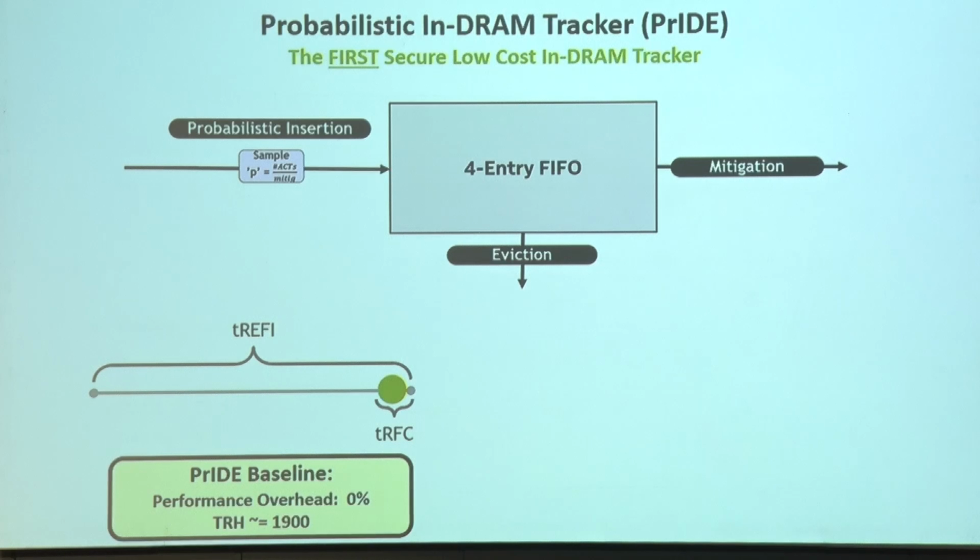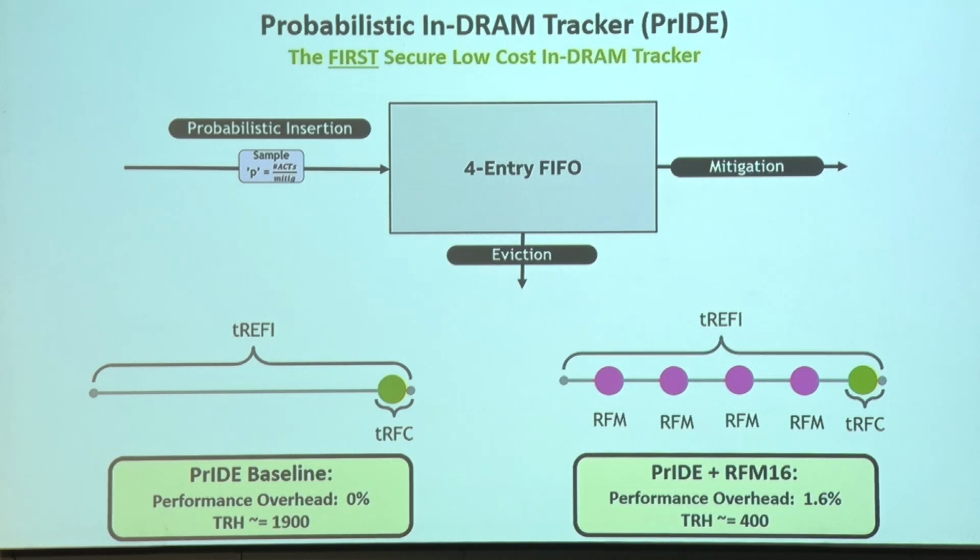So in our baseline scenario, since PRIDE actually incurs 0% overhead because the mitigation is issued during tRFC, we can tolerate a Rowhammer threshold of 1900 with 0% performance loss. We can also scale to lower Rowhammer thresholds by increasing the frequency of mitigation. Rather than issuing a mitigation once every 79 activates, we can issue a mitigation once every 16 activates, for example.